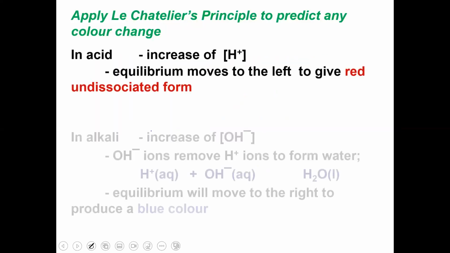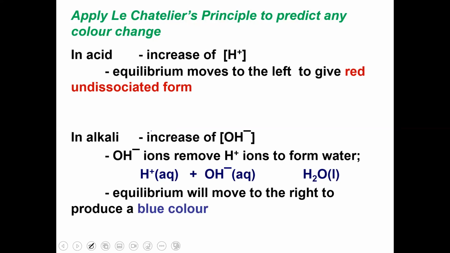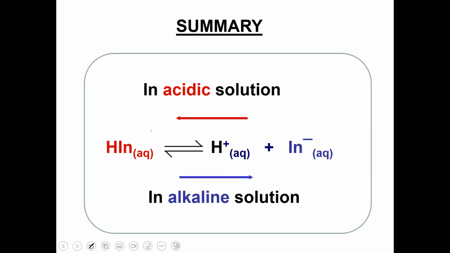What happens if I add an alkali? It's Le Chatelier's principle. So with an acid, increase of H plus, equilibrium moves to the left to give the undissociated form, and with an alkali, increase of OH removes H plus to form water. So equilibrium moves to the right to produce a blue color. So our third concept is that indicators work on the principle of Le Chatelier, moving the equilibrium left to right or right to left. That is how it works.